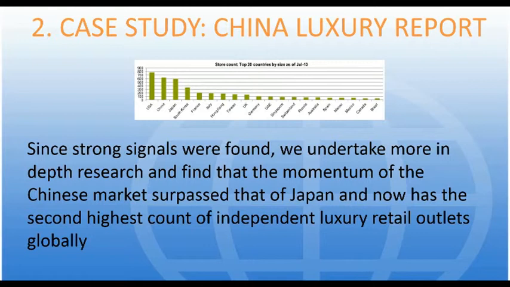So we continue the research, and we've now also established that the Chinese market surpassed that of Japan and now has the second highest count of independent luxury retail outlets in the world. In other words, the only leader ahead of China right now would be the USA.